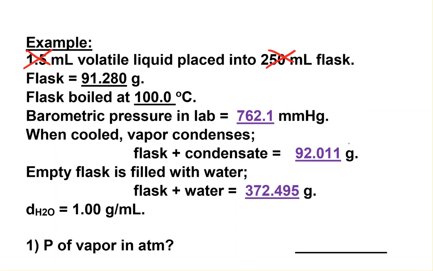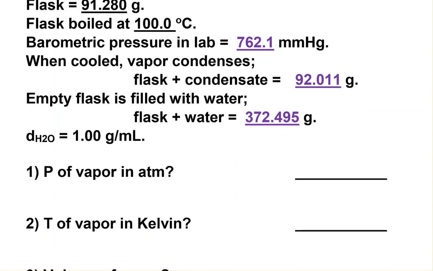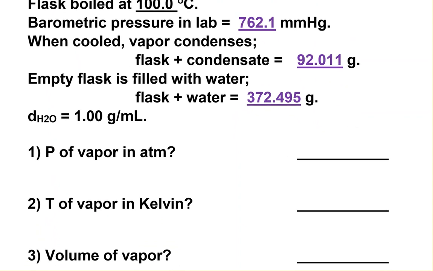The two main data points you'll get are the mass once you have the condensate in there, and you'll have to subtract out the flask, and then also how much water fit in there, again subtracting out the mass of the flask. So let's just go through this in steps. So first we're going to do our pressure in atmospheres. So as we said, this is from above. I told you the barometric pressure. And to get it to atmospheres, we divide by 760.